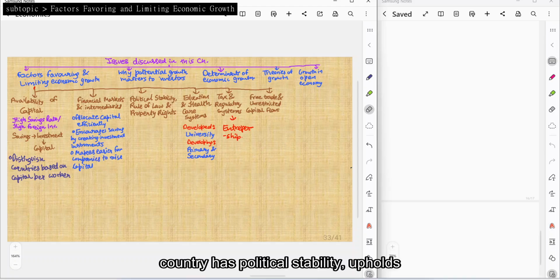If a country has political stability, upholds rule of law and property rights, then it attracts more investments. Property rights provide an incentive to invest and to save, and the rule of law helps to enforce those property rights. Political stability in a country is viewed as positive by investors as it means a consistent regulatory environment.